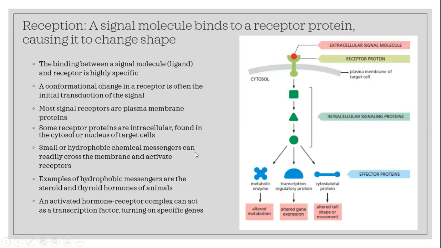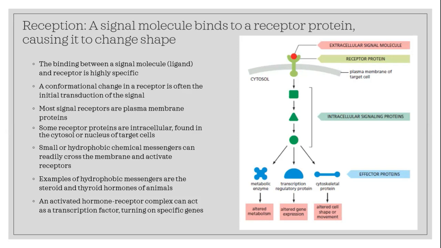So basically, there are receptors which are of two types. One is the membrane receptors. The other is the intracellular receptors. Membrane receptors, as I have told you, are hydrophilic in nature and they bind to the water-soluble substances. Then there is the second type of receptors, which are the intracellular receptors. These are present inside the cell, and they bind to hydrophobic molecules.